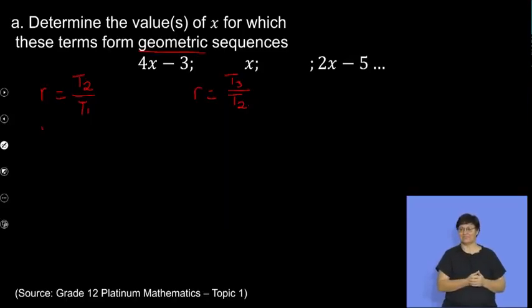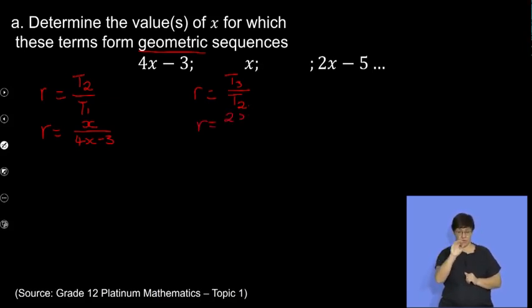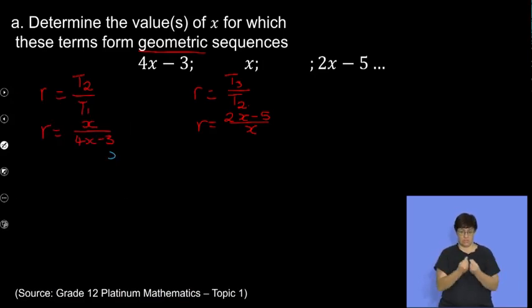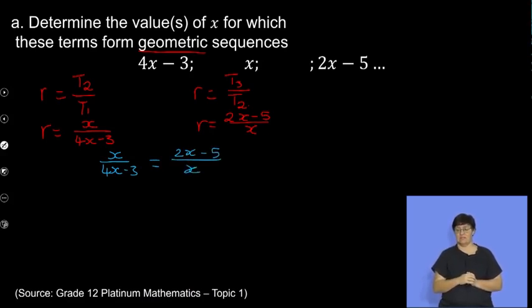So I'm going to substitute in term 2 over term 1, which gives me x over 4x minus 3. Then I'm going to substitute in term 3 over term 2, which is 2x minus 5 over x. As I mentioned, the ratios are common, so I can equate these two expressions. So x over 4x minus 3 has to be equal to 2x minus 5 over x. I'm going to do some cross multiplication in order to solve for x.